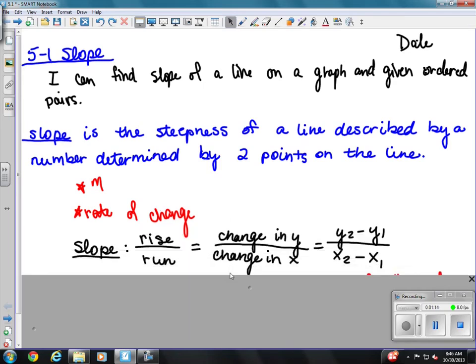Now slope is found by saying it's our rise over our run. If you think about rise, it's on our y-axis. So rise is your change in y over your run, and your run is on your x-axis, so it's your change in x. So if you're given a set of ordered pairs, we use our slope formula: y2 minus y1 over x2 minus x1.